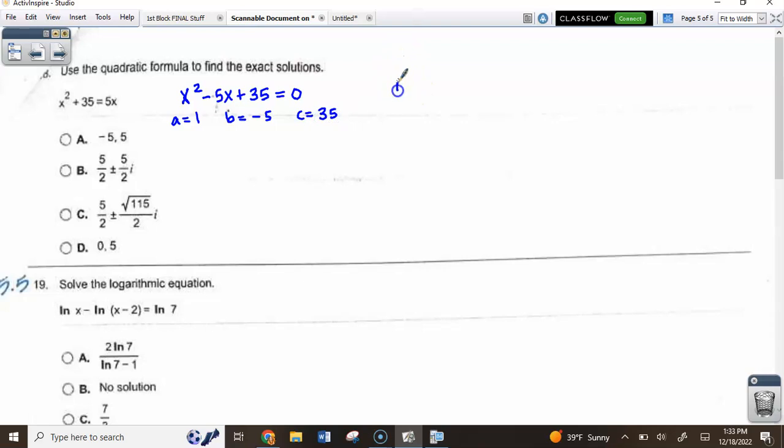Y'all know me, I've already said in a video that I split up the quadratic formula and do the discriminant first. So we got b squared minus 4ac. Then you would go and type all that in and you get negative 115.